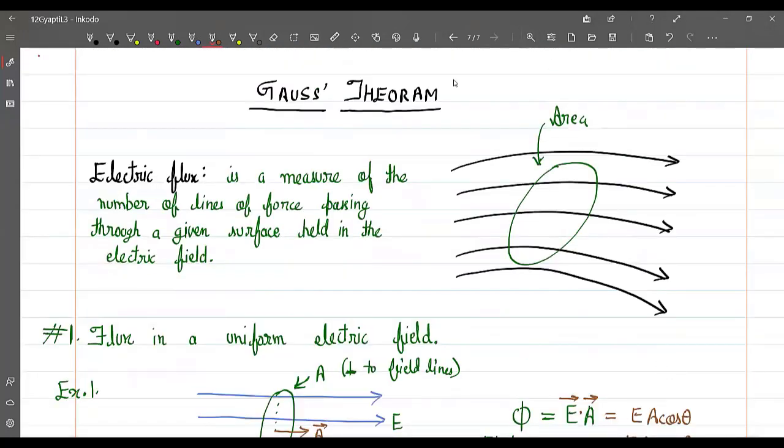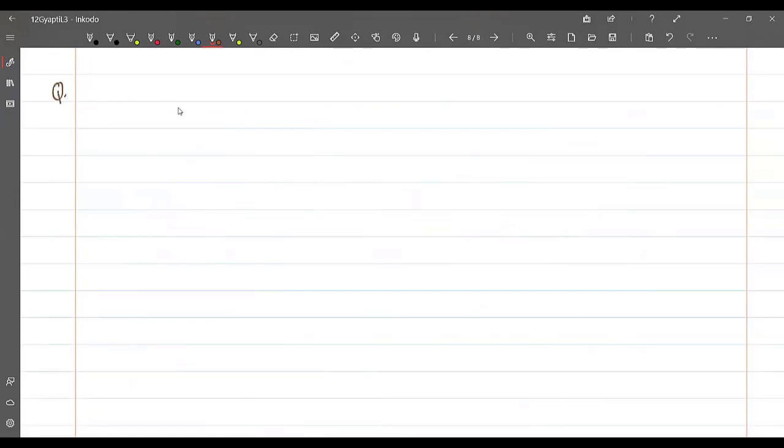Next question. Suppose there is a circle. Could you please go back to the previous question? This radius is R. This is the normal to the circle, and the electric field is like this. This is the direction of the electric field. The value is E, and this angle is 60 degrees. Find the value of flux.